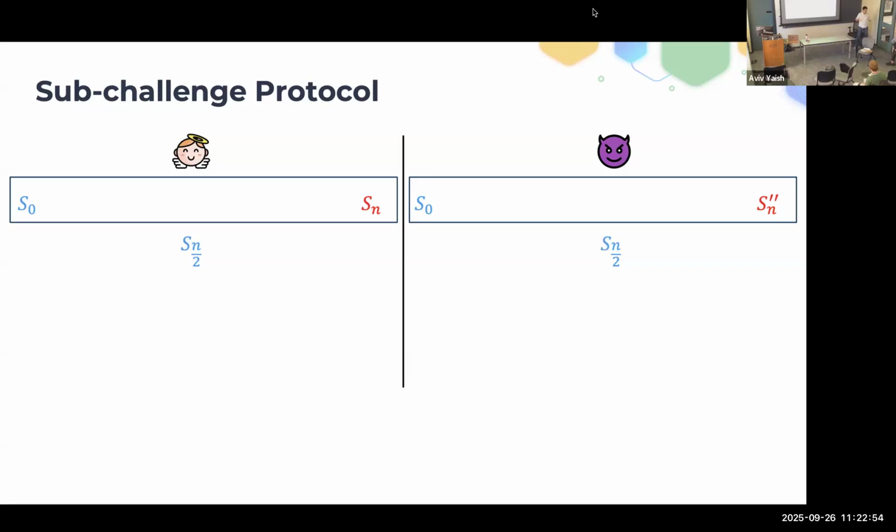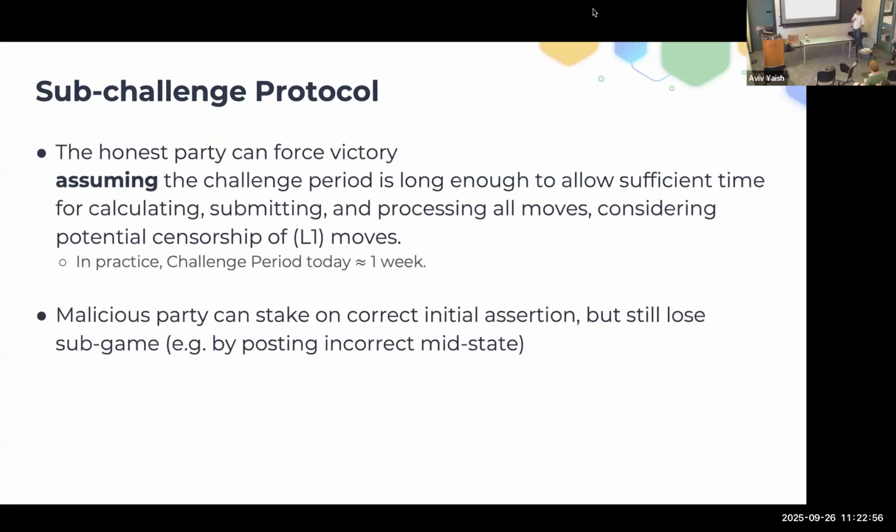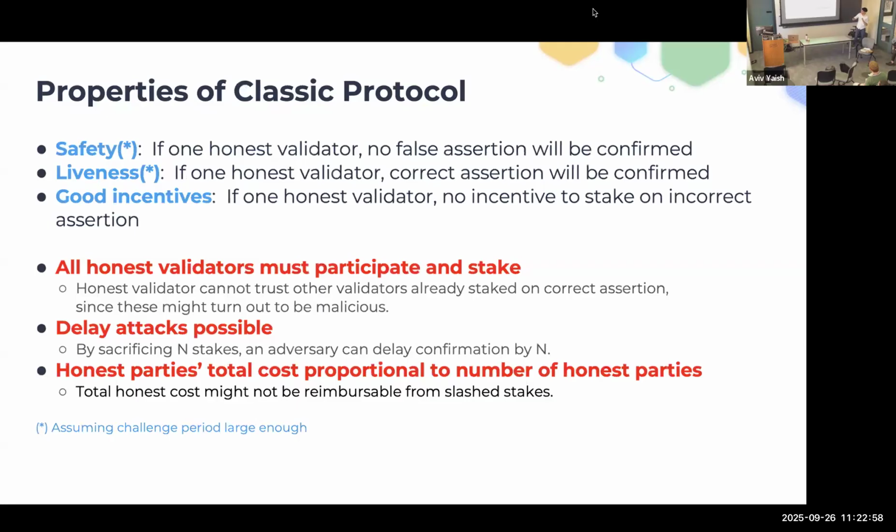We can talk 2 hours about this protocol, and it's very interesting. But I want to highlight that these are the main problems that BoLD addresses: the delay attack and the trustless problem. I'm an honest party. Aviv is an honest party. I don't know that he's an honest party. I can't trust.